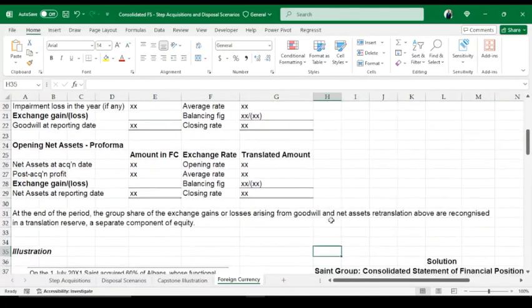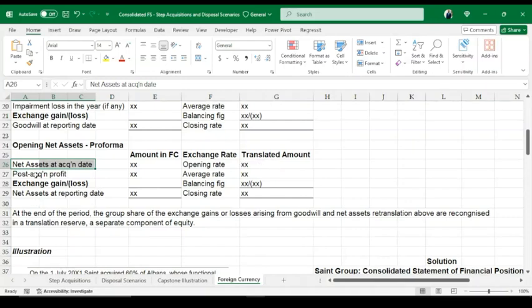So that is it about goodwill. Then, just as we translated our goodwill, we are going to translate or retranslate the opening net assets as well. And the procedure is almost the same as for goodwill. So, just as we have for goodwill, we have the net assets at acquisition date in the functional currency of the subsidiary. We'll translate that at the opening rate, since it's an asset, to get the translated amount.